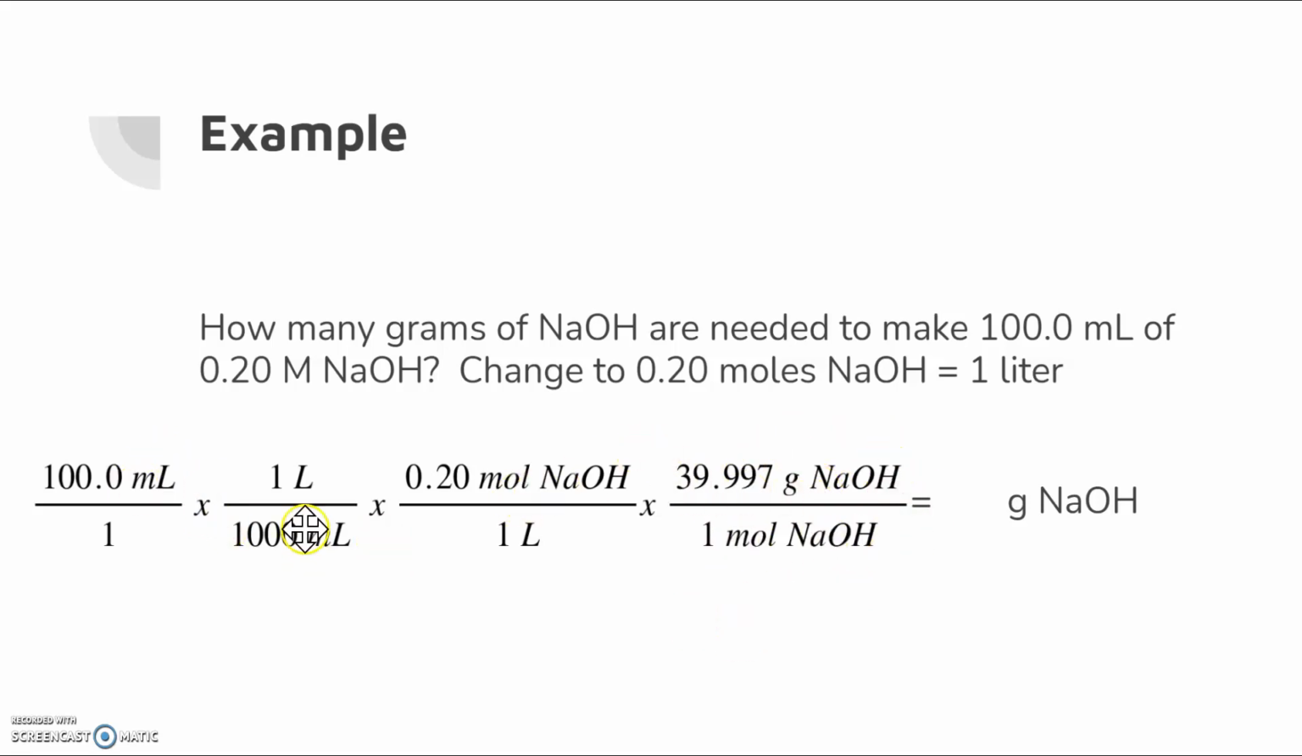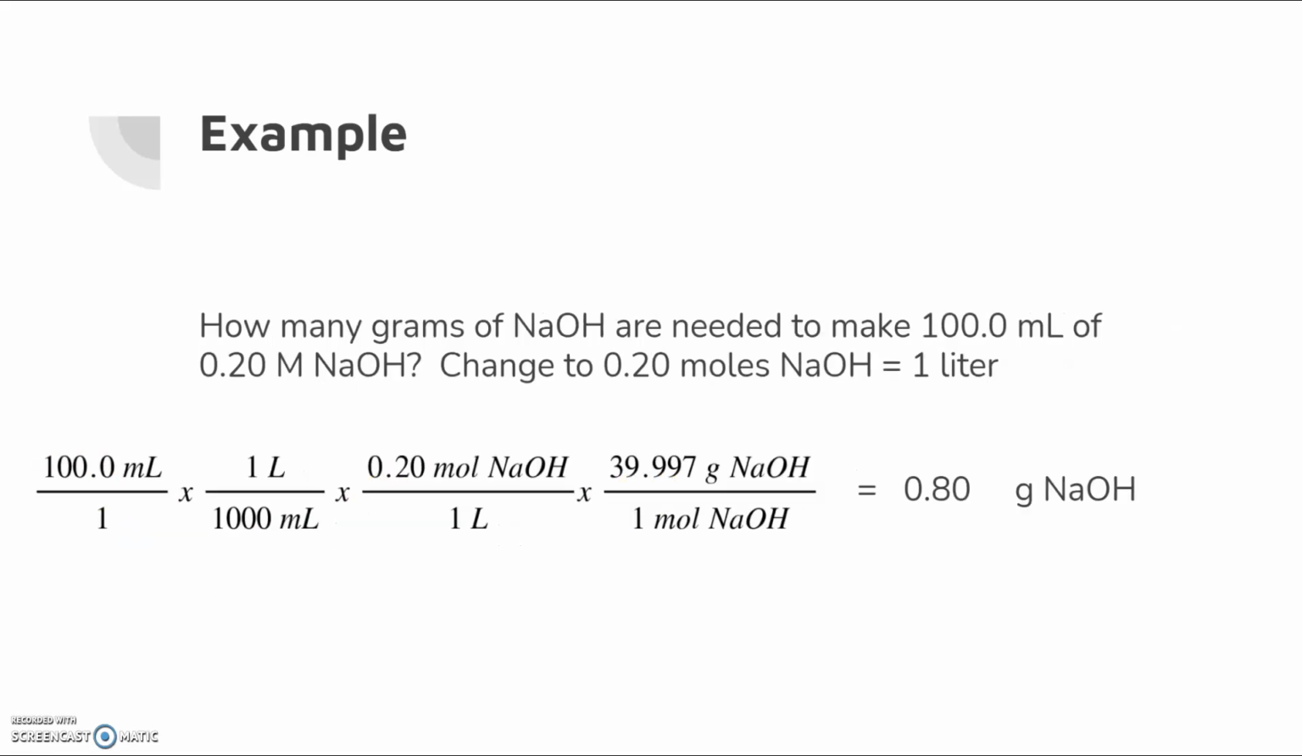So milliliters cancel, liters cancel, moles of sodium hydroxide cancel. I get grams of sodium hydroxide. That's what I want. So now I just take out my calculator and do the math. 100 divided by 1,000 times 0.2 times 39.997. And I also remember to round to this has 4 sig figs.